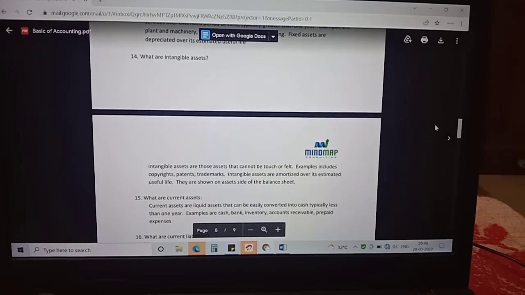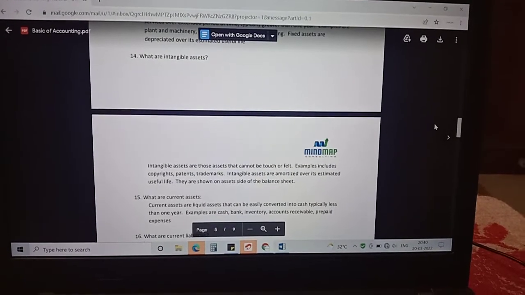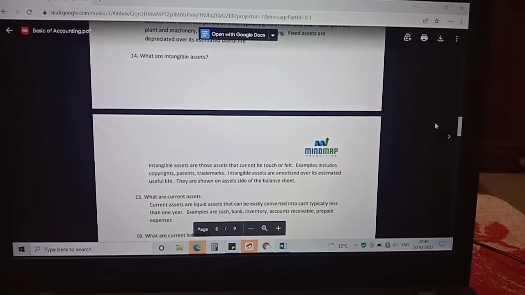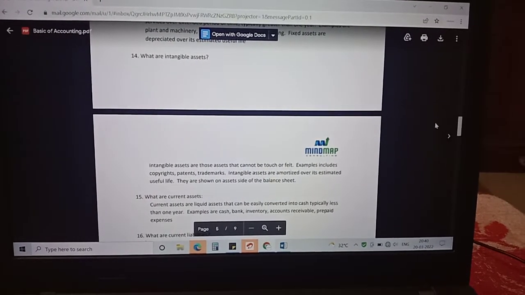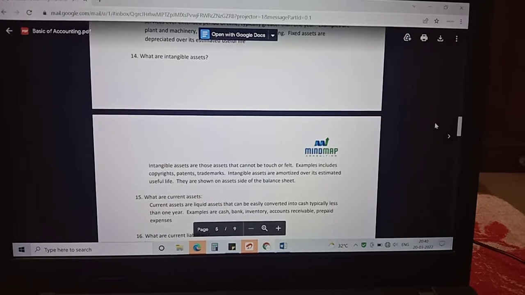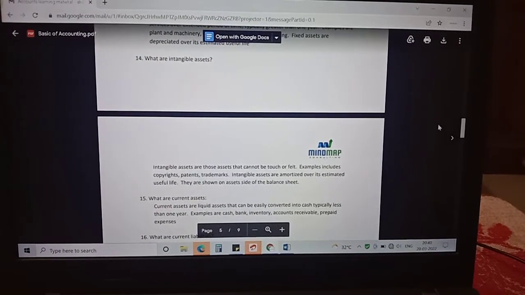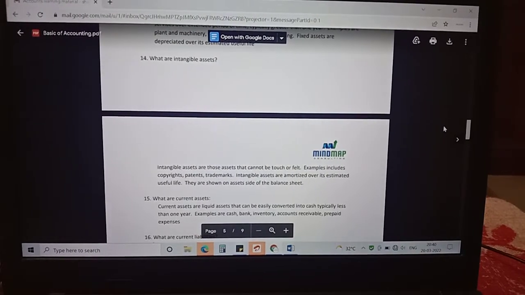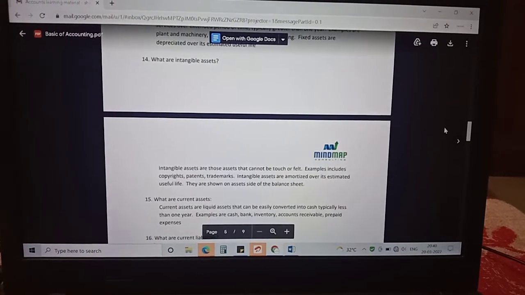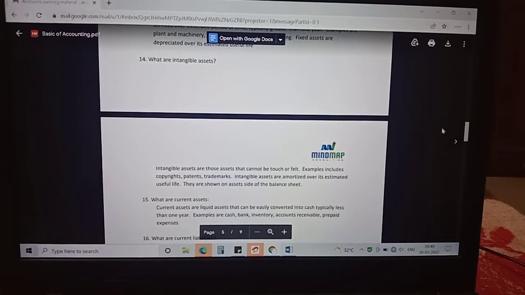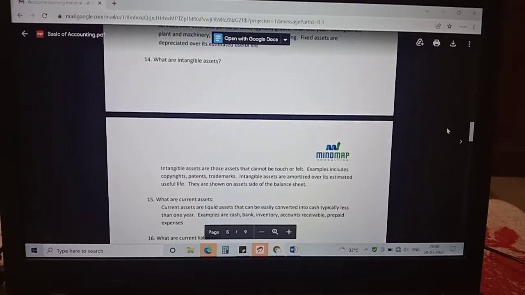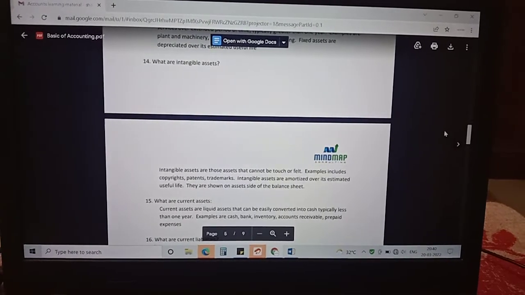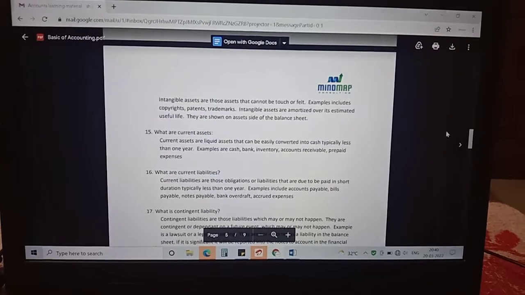What are intangible assets? These are the assets which cannot be touched or felt. They include copyright, patent, trademark, and these intangible assets are amortized over their estimated useful life. They are shown on the asset side of the balance sheet. What are current assets? Current assets are liquid assets that can be easily converted into cash, typically in less than 1 year. Examples are cash, bank, inventory, accounts receivable, prepaid expenses.